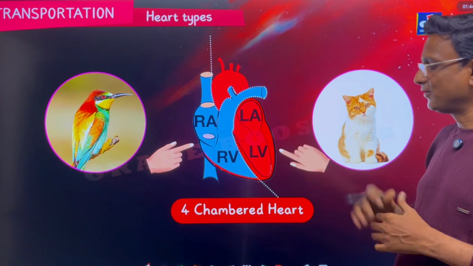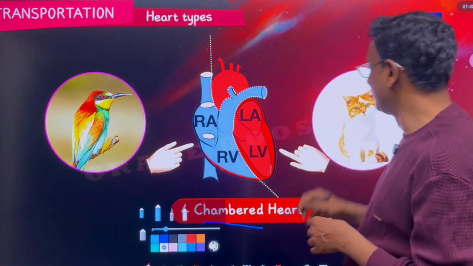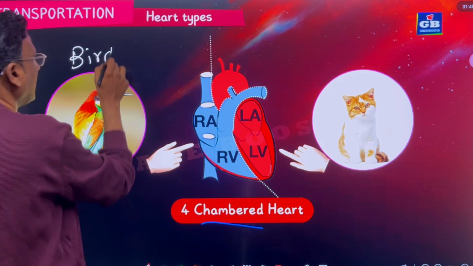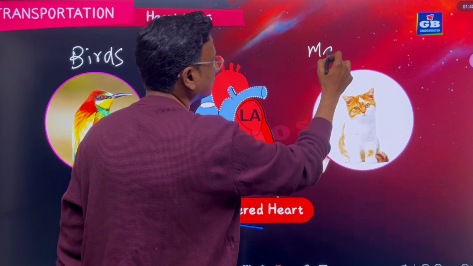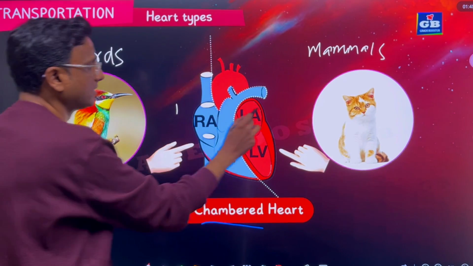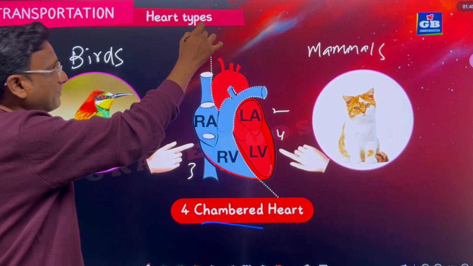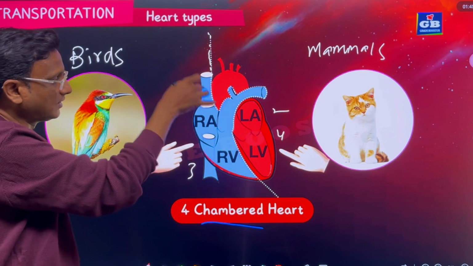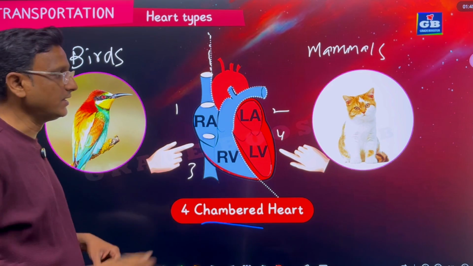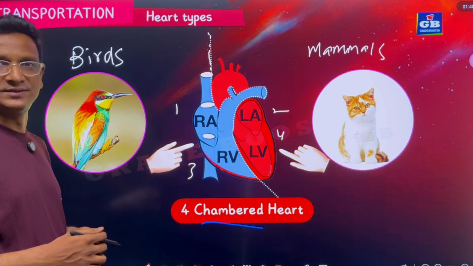See, this is a 4-chambered heart. There are 4 chambers in this heart of mammals and birds. So these are the birds and mammals. Birds and mammals, they have 4-chambered heart. 1, 2, 3 and 4. And you can observe that there is a separation line. So the oxygenated and deoxygenated blood are not mixed in the heart. They are maintained separately. So see, the left side oxygenated blood, right side deoxygenated blood.